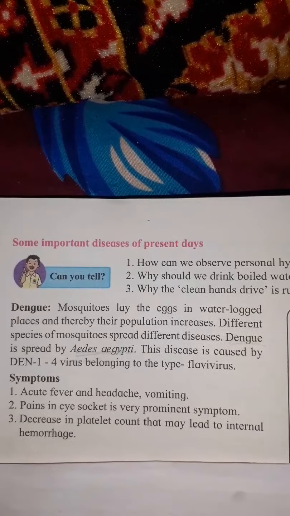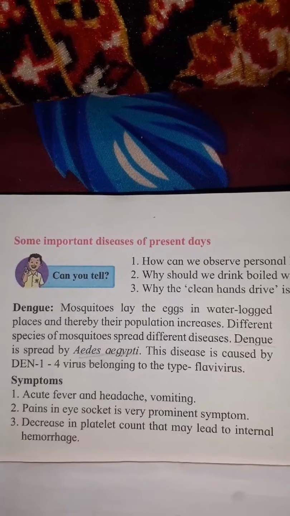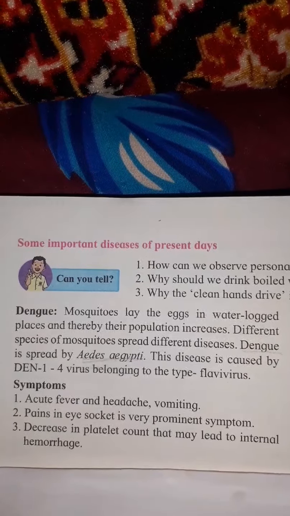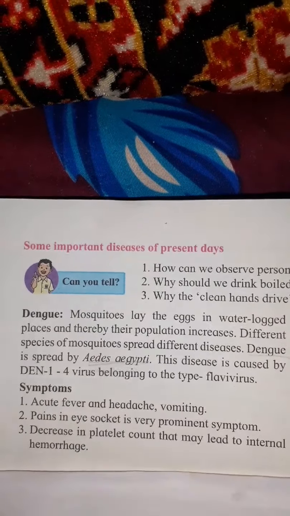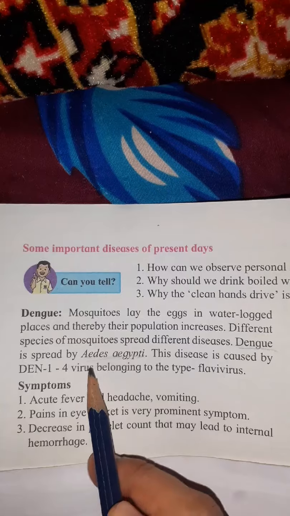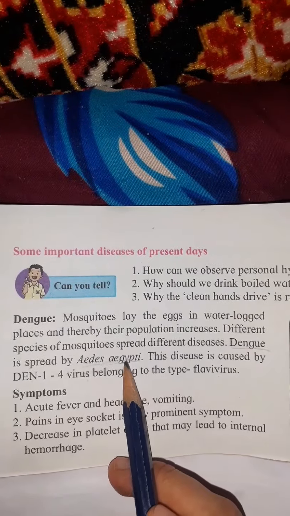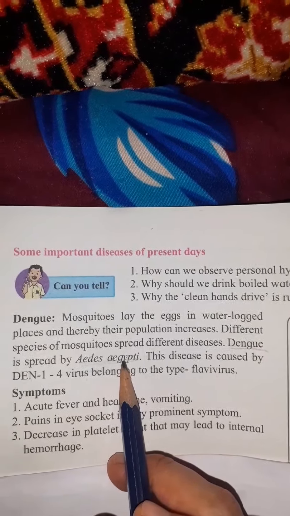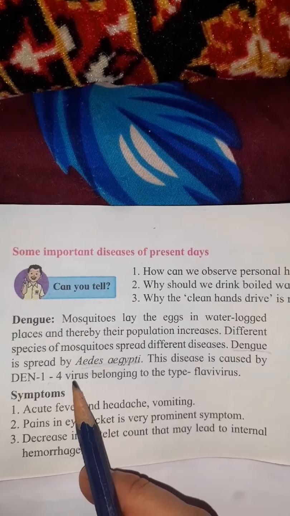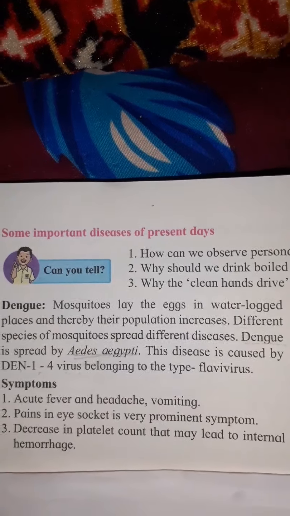Then flavivirus. There is a name of a virus group called flavivirus. From this group, there is one particular type of virus named Den-14 virus. Dengue is actually caused by this Den-14 virus. This virus grows inside the body of the Aedes aegypti mosquito. So this mosquito carries this virus inside its body, and when it bites us, the virus enters our body and starts spreading, causing dengue.